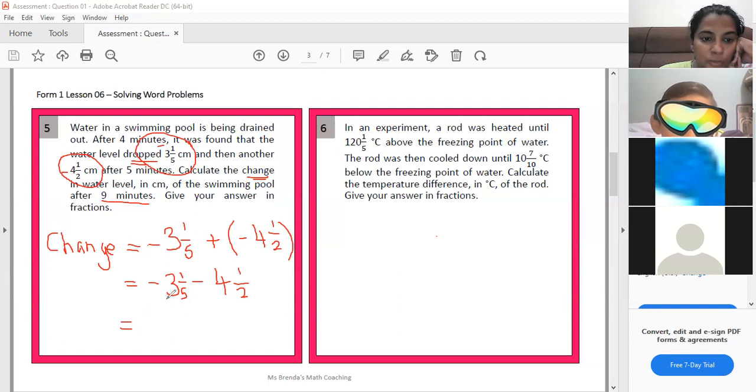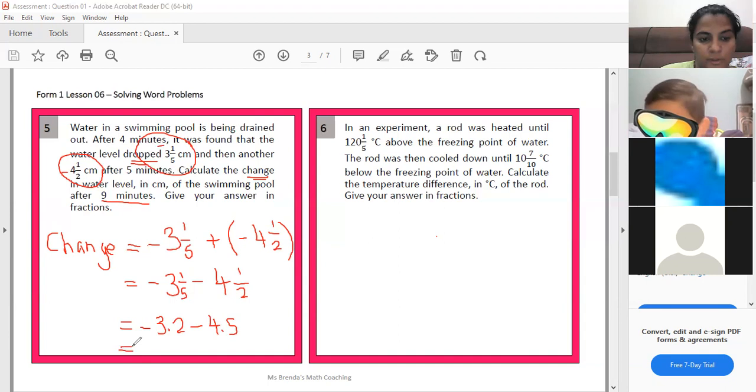All right, if you can do it in decimal, it might be easier. Okay, so you can just type out 1/5 on your calculator and you will get 0.2. So this would be negative 3.2 minus 4.5. Put it into your phone, your calculator, and tell me what's the answer then. Direct message.